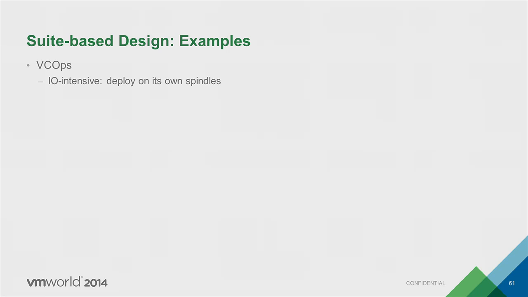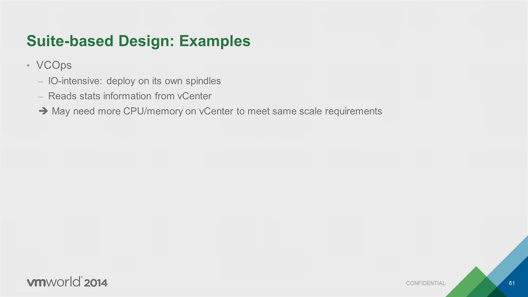If you deploy VCOps, VCOps is very I/O intensive, so put it on a different set of spindles from your vCenter server. Very important. In addition, vCOps reads statistics information from vCenter. It's not reading historical data, it's reading data that's serviced by vCenter by going to the hosts. And so you might have to provision a little bit more CPU and memory, et cetera, for vCenter to handle this additional load.